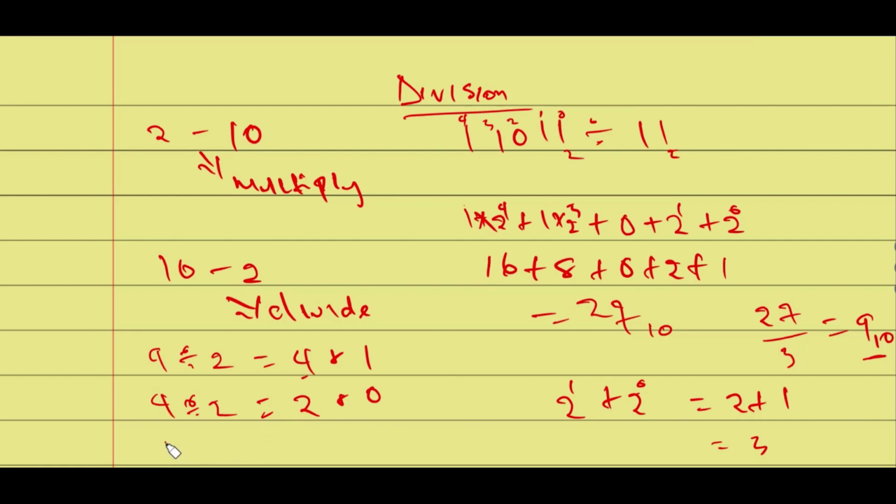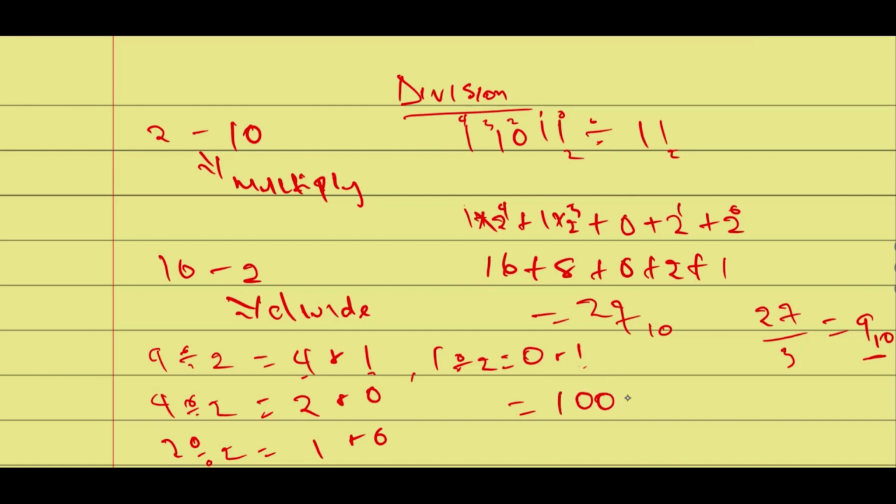Then we have 2 divided by 2 is equal to 1, remainder 0. Continuing from this one, we have 1 divided by 2 is equal to 0, remainder 1. Then we're going to start arranging the numbers. Let's make some space here. We're going to now start arranging these numbers from here to here. So this will be equal to 1, 0, 0, 1 in base 2.